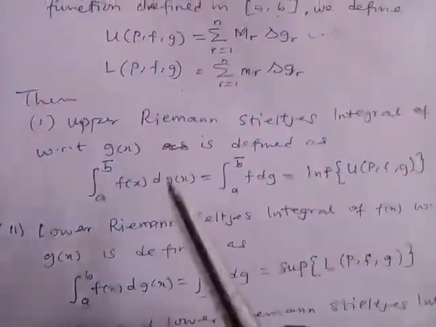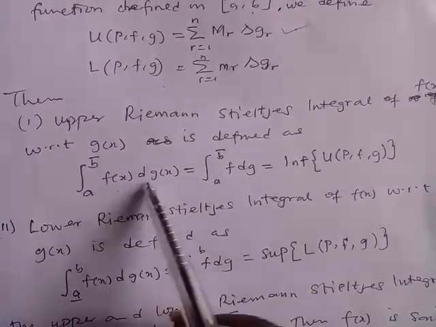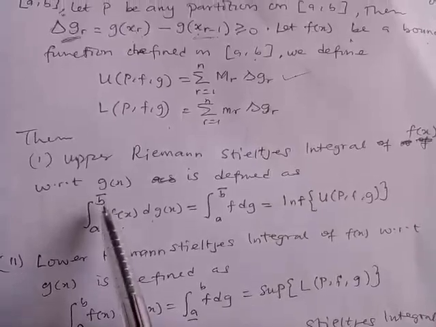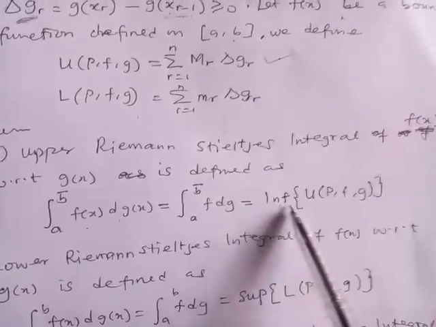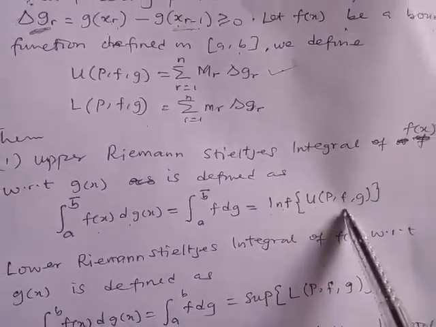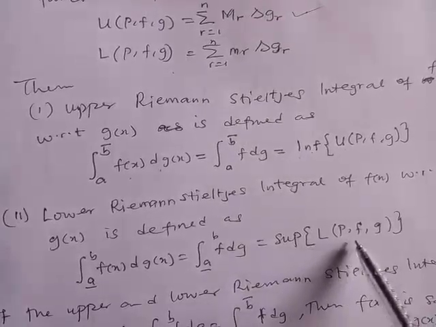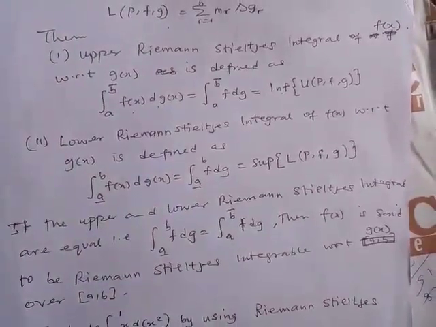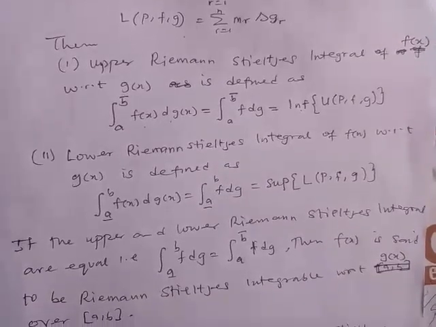So we first define the upper Riemann-Stieltjes integral of f of x to be this. So it looks like that of Riemann integral. It is the same idea. So that is the infimum of upper double sum for Riemann-Stieltjes integral, and this is the supremum of the lower double sum of Riemann-Stieltjes integral. So most of the things we did under Riemann integral are also applicable for Riemann-Stieltjes integral.